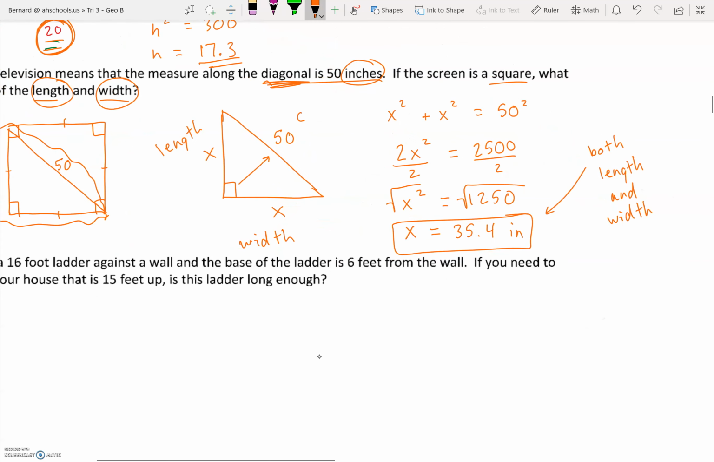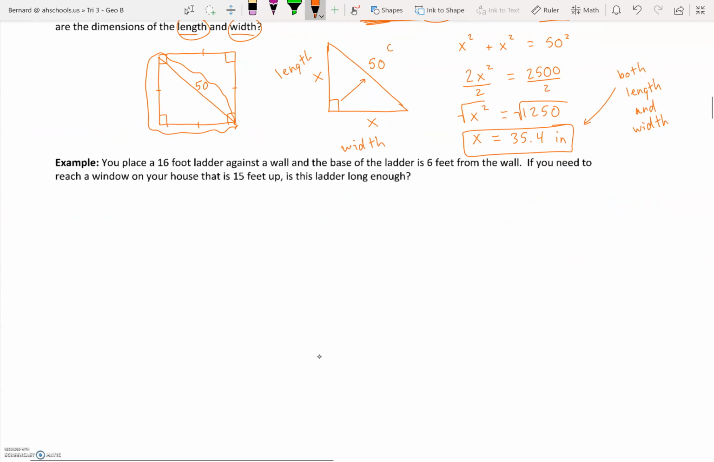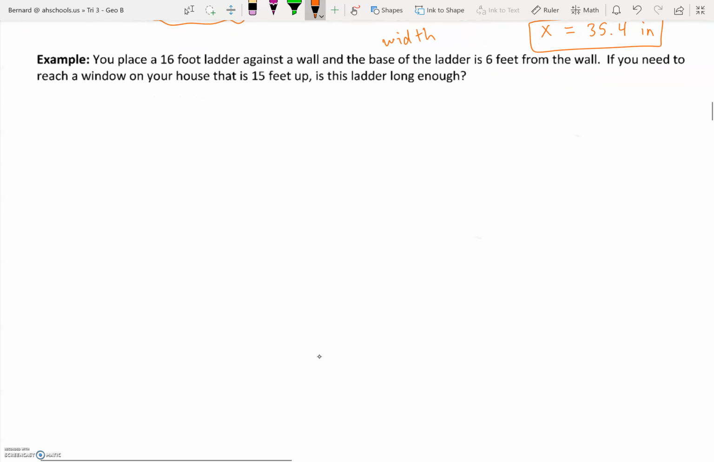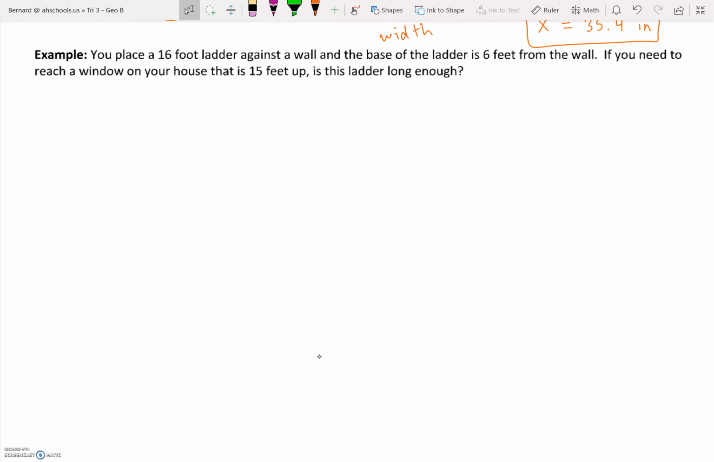All right. Last problem of part 2, here we go. You place a 16-foot ladder against a wall, and the base of the ladder is 6 feet from the wall. So even before I read too much more, I'm going to start drawing that picture. I am an artist, so here we go. This is my brick wall. I guess it doesn't say brick, but that's just kind of how I view it. There's my brick wall, and it's beautiful, right?